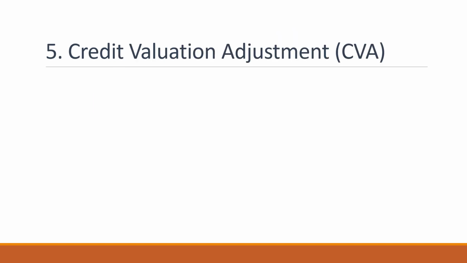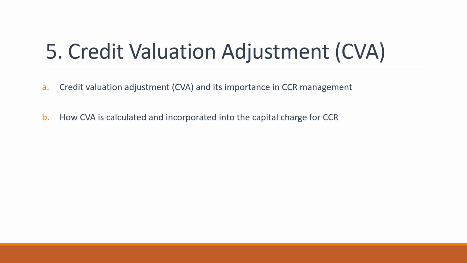Credit Valuation Adjustment, CVA. Credit Valuation Adjustment, or CVA, is the adjustment made to the fair value of a financial instrument to account for counterparty credit risk. CVA is calculated based on the probability of default of the counterparty and the expected loss in the event of default. The capital charge for CCR includes the CVA charge.